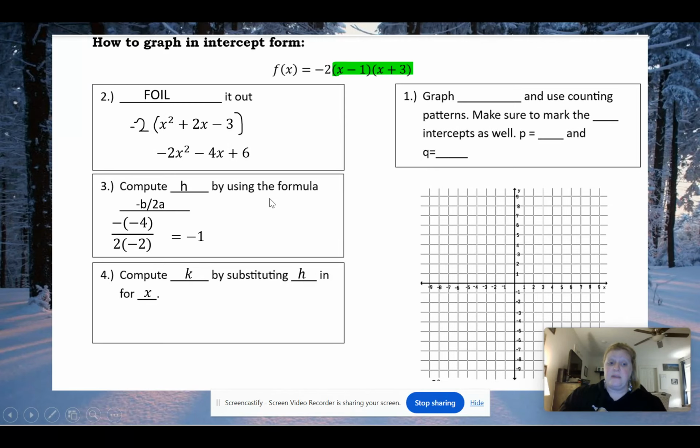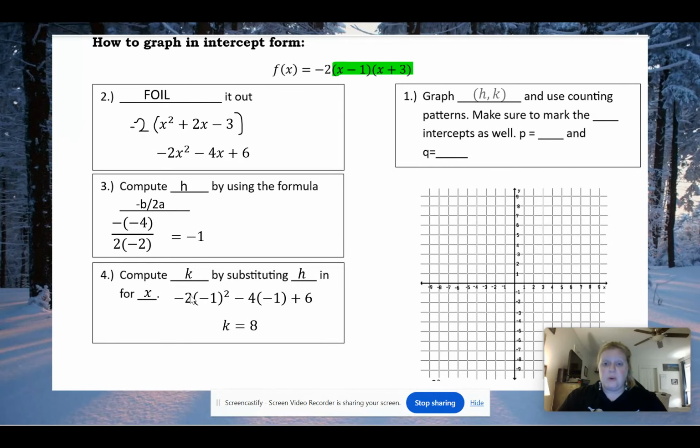Now you actually have a choice. You can use this top form up here. You see how there's x's there? You could put that -1 in for your x's and then simplify that whole thing. Or you can use the standard form. It does not matter, they're equivalent, they're just written differently. If I plug my -1 into standard form, I would just need to be careful that I square first and then apply the -2. That's going to get you 8 for k.